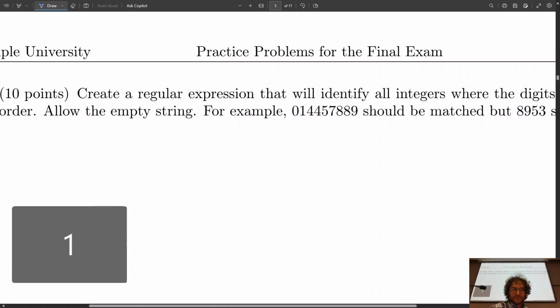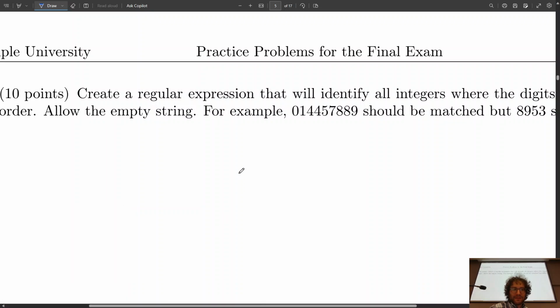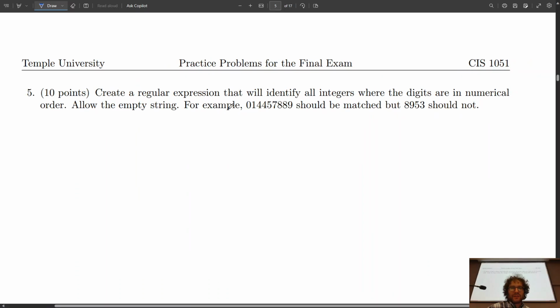Not this one. Create a regular expression that will identify all integers where the digits are in numerical order. I mean, you could do this one. That would actually be a 1. So example 1: create a regular expression that would identify all the integers where the digits are in numerical order. So for example, 0, 1, 4, 4, 5, 7, 8, 8, 9 should work, right? But 8, 9, 5, 3 should not.